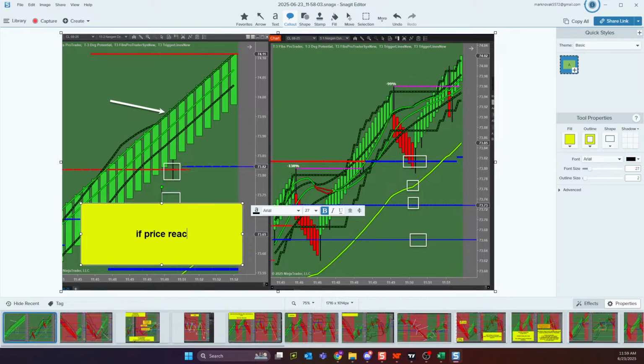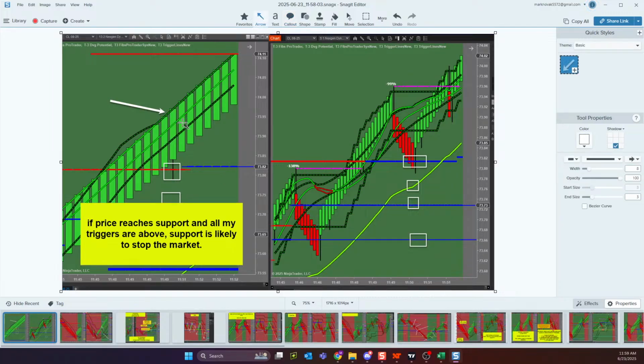If price reaches support and all my triggers are above, support is likely to stop the market. Does that sound familiar? If price retraces and hits Fibonacci support, support's likely to stop the market, right?